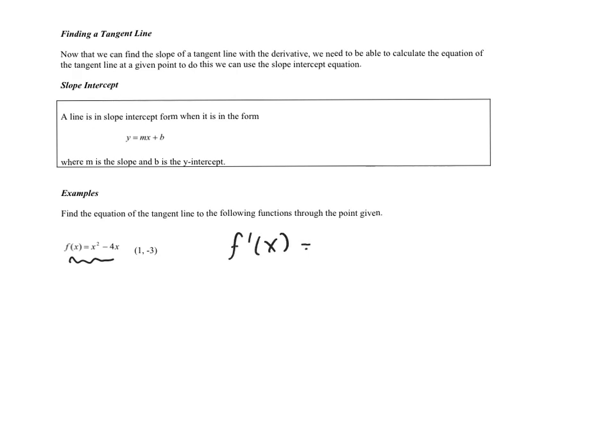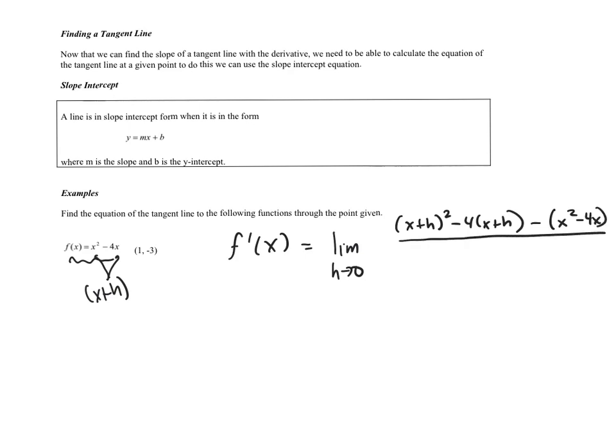We have a squaring function. Now, this one's kind of a little less fun because first we're going to plug x plus h in for x. Well, now in this case, there are two things with x. So it's x plus h squared minus 4 times x plus h. Then we're going to subtract the function. So we're going to subtract x squared minus 4x all over h.